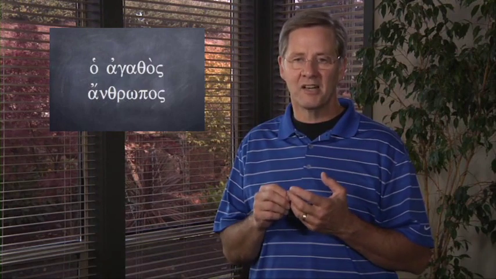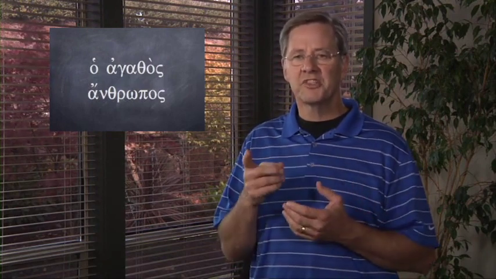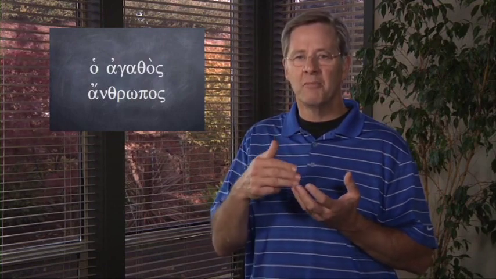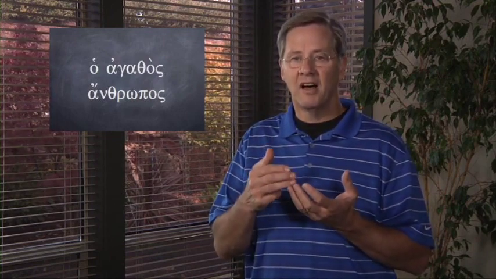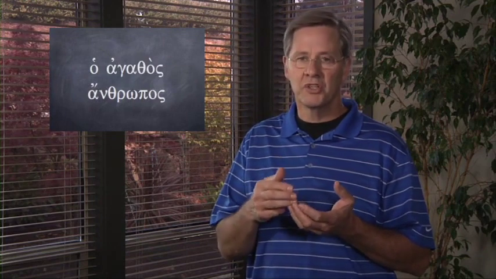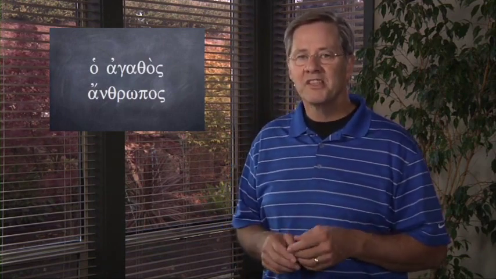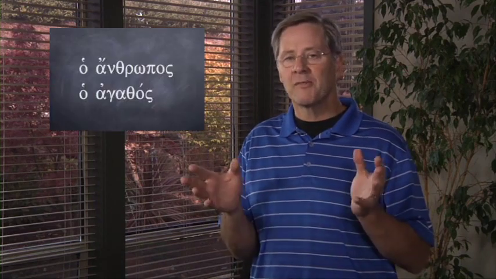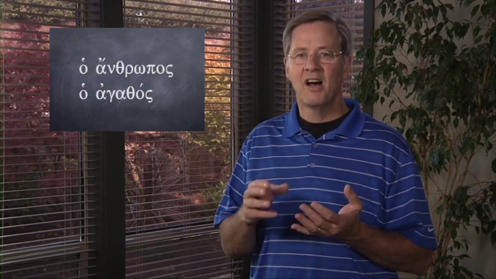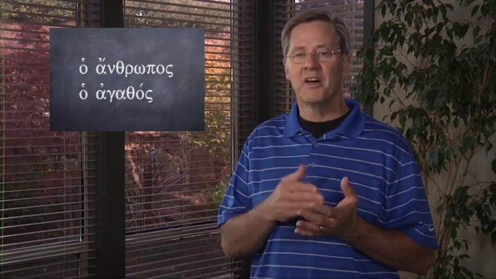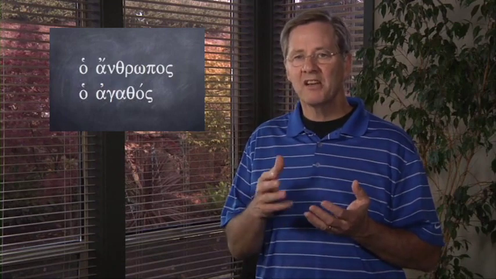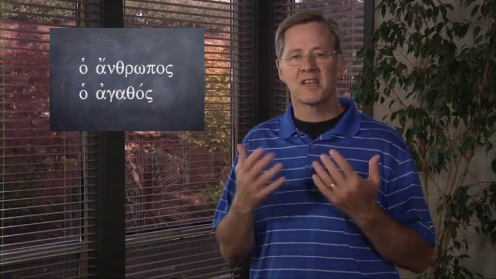What we're going to find later on is that there are other things that can modify nouns. So just get into your head: the first attributive position is article modifier noun. Ho agathos anthropos, the good man. Okay? Well, there is a second attributive position, and it is article noun, article modifier. Okay? So if you were reading and you came across ho anthropos ho agathos, the man, the good, that second article actually has no translatable meaning.